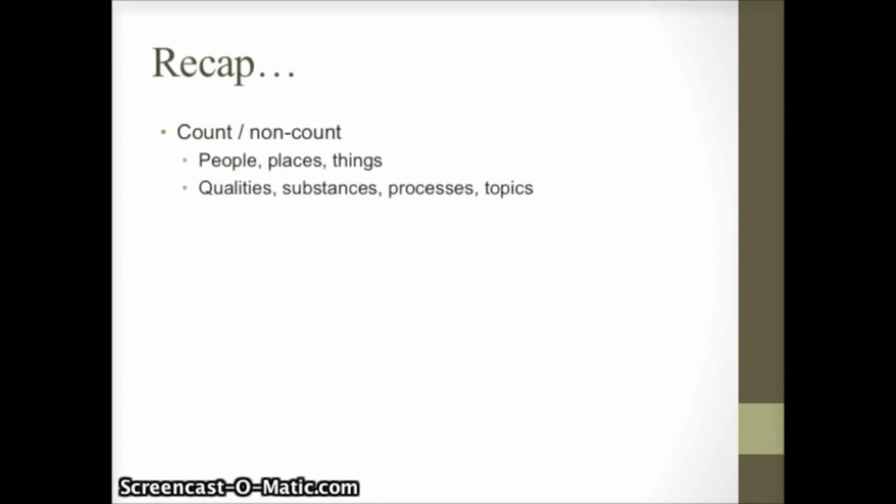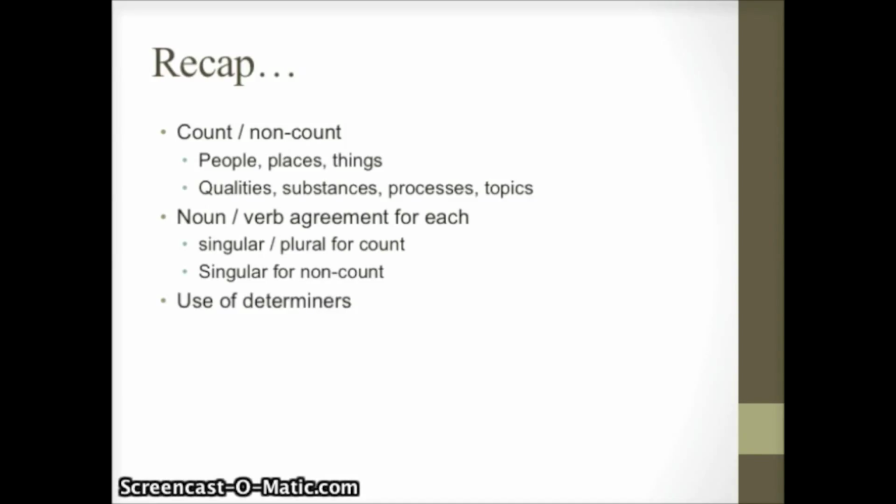In this video, you have seen some of the differences between count and non-count nouns. That count nouns are generally referring to people, places, and things, and that non-count nouns are referring to qualities, substances, processes, and topics. We've talked about making sure to match the verb form for each, singular and plural for count, and singular for non-count. In addition, we looked at some of the determiners that are specific to either count or non-count nouns, and those that can be used for both.